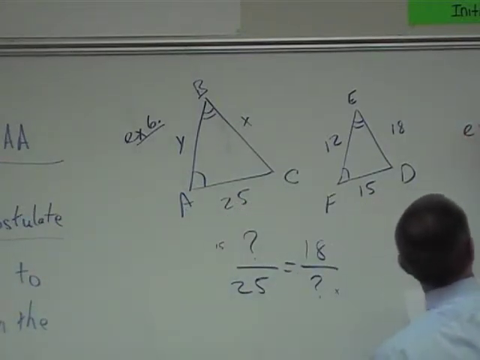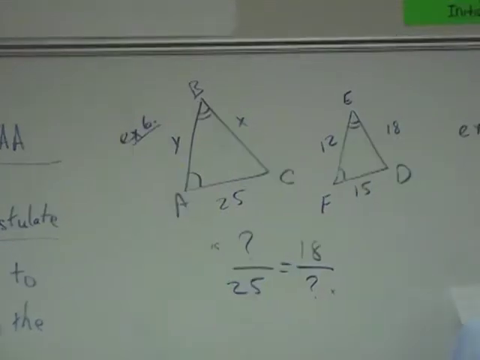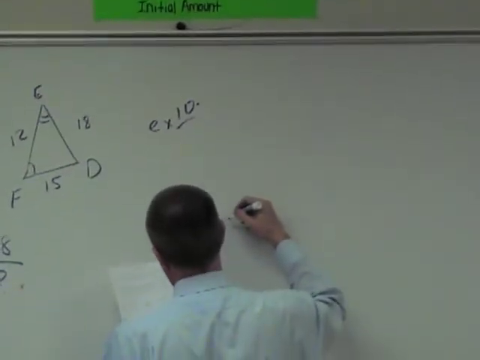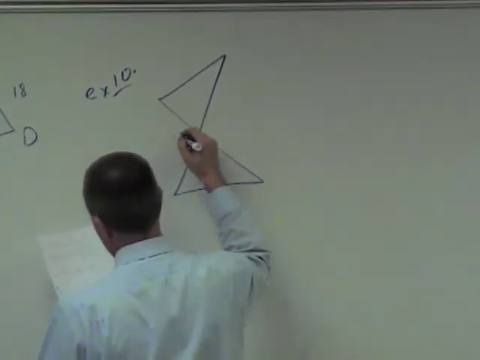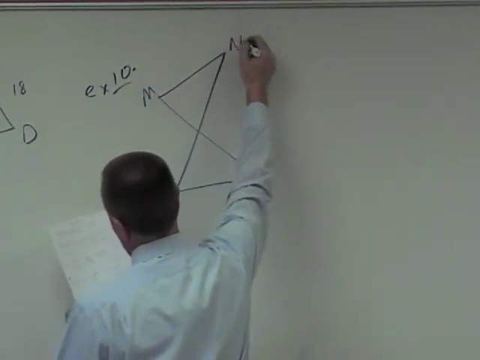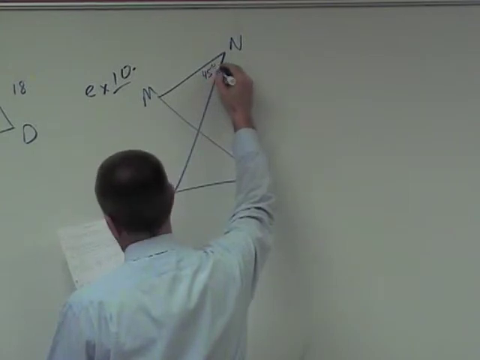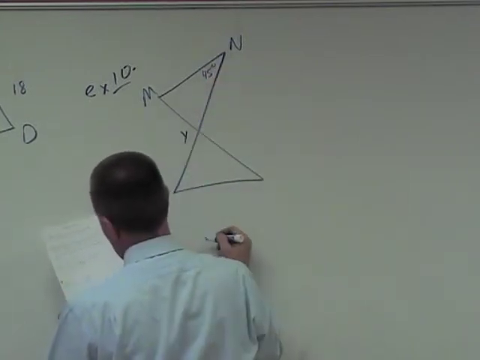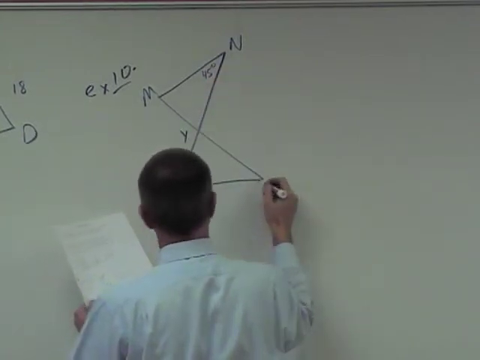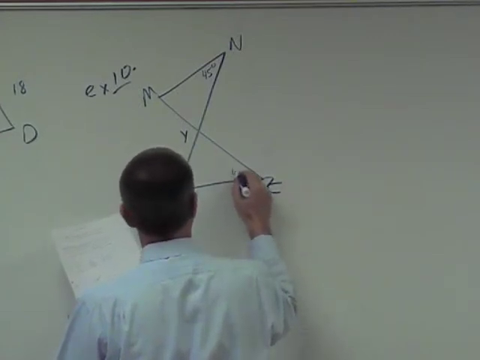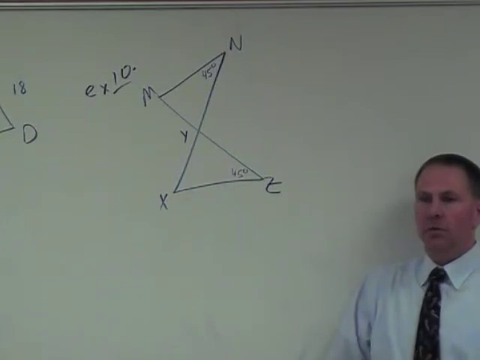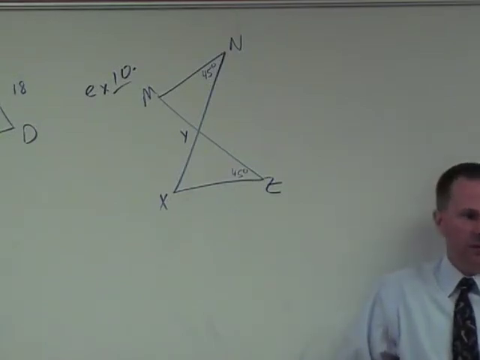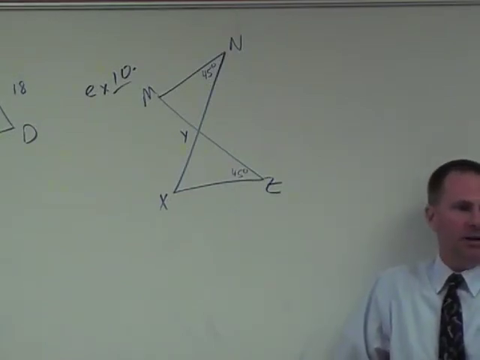Example 10. Let's see here. Are these two similar? This is M, and this is 45 degrees. This is point Y. This is X, Z, and this is 45 degrees. Are they similar? And I want to know how. How do you know they're similar?